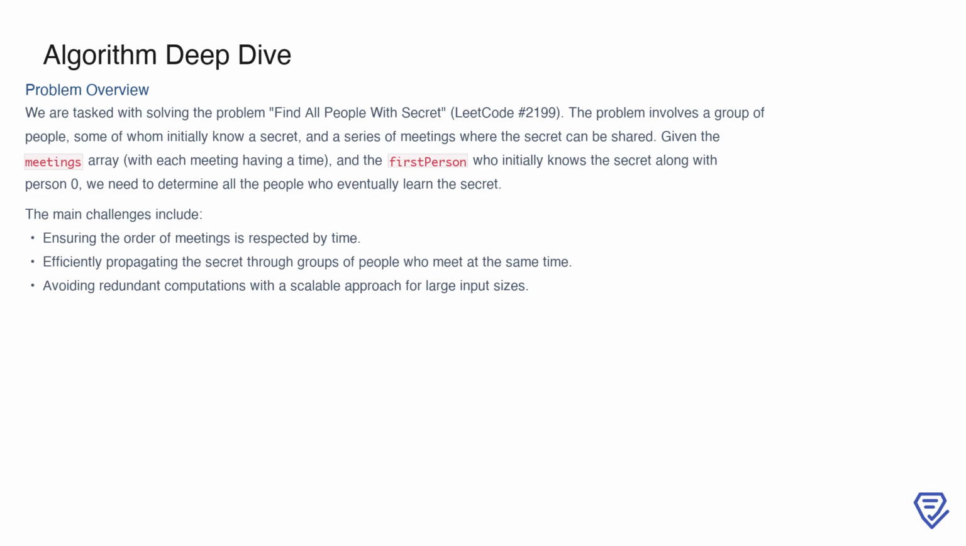There are several challenges. First, we must process meetings in chronological order to maintain proper propagation. Second, for people meeting at the same time, we need a way to efficiently determine who can share the secret within those groups. Finally, we need a scalable approach to handle large inputs without redundant computations. With this framework in mind, we can now explore the steps to solve the problem effectively.